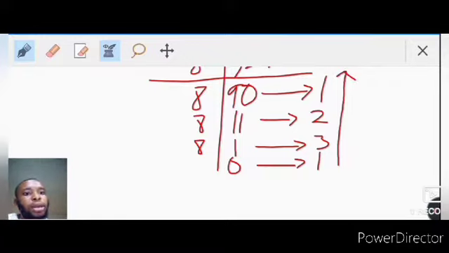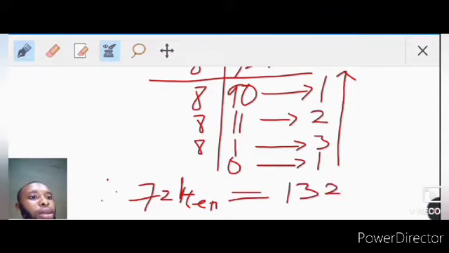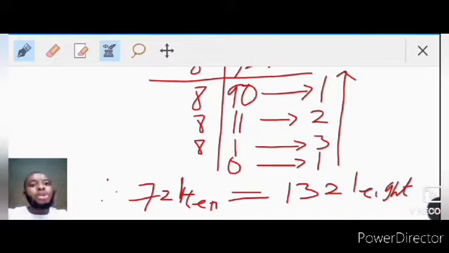Therefore, 721 base 10 will be equal to 1321 base 8. In the next class, we are looking at conversion from other bases to base 10.